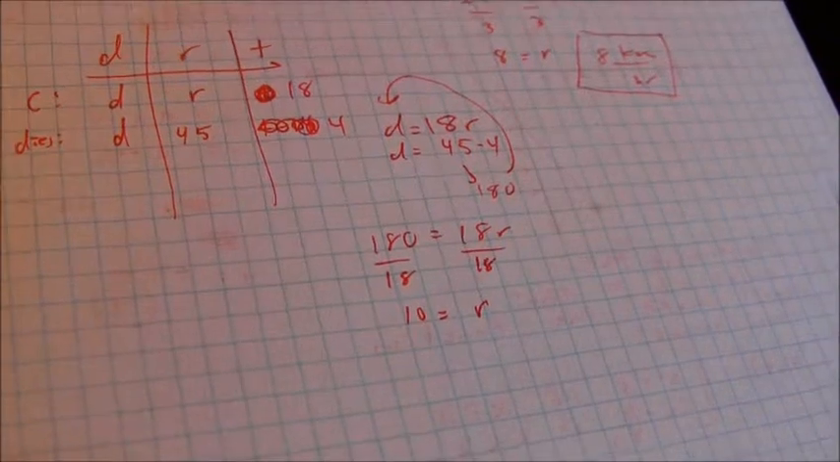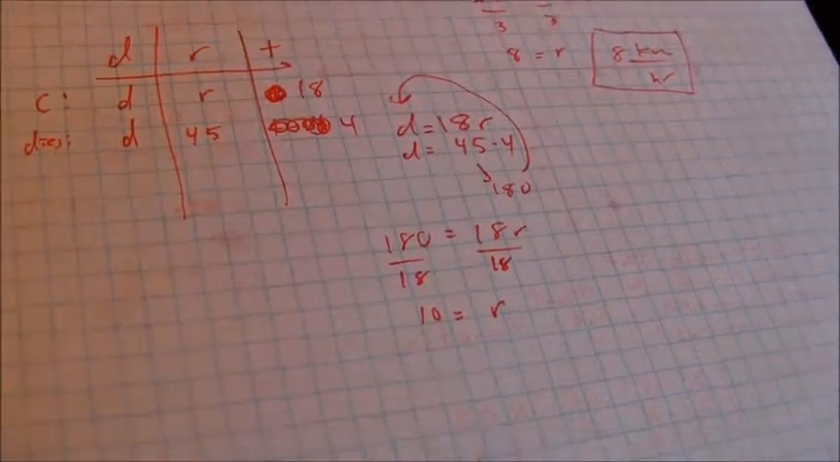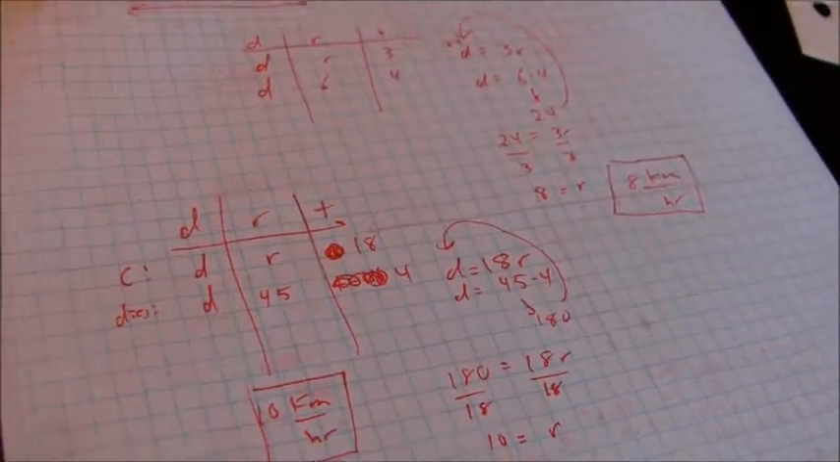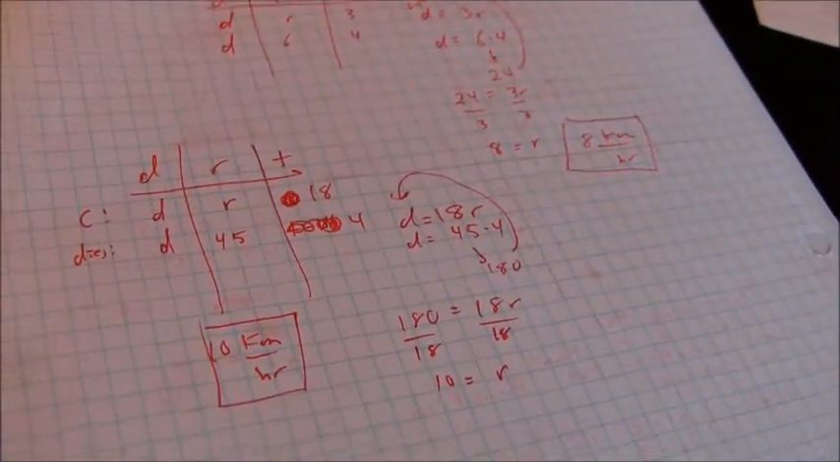Now again, you should evaluate what that means. In this case, it's the rate of the cattle train that was traveling in kilometers per hour, so that would be 10 kilometers per hour. All right. So that's the basic idea for number 4 on this homework set.